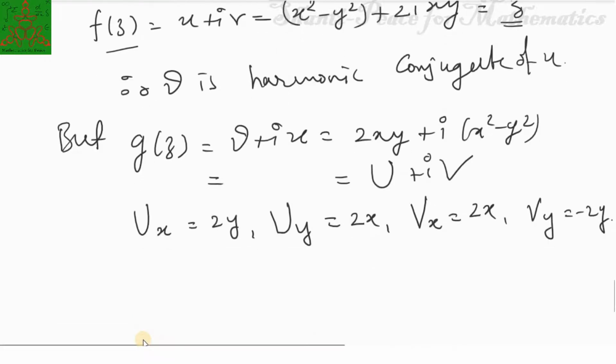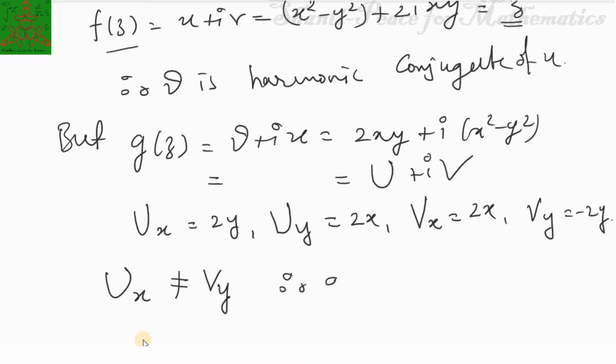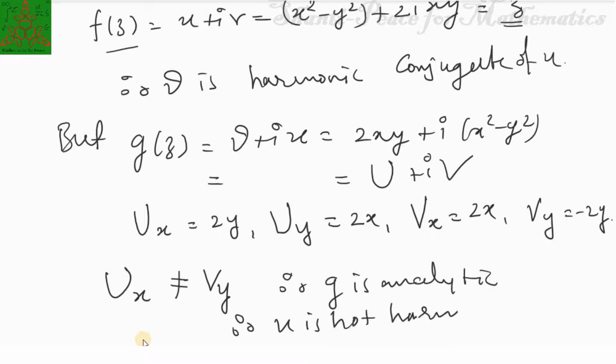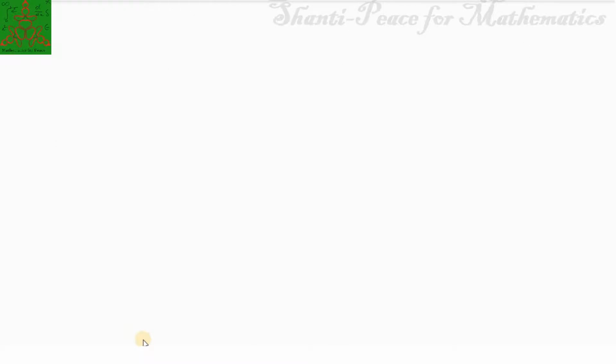You just compare that Ux is 2y, which is not equal to Vy. By the CR equations, this has to be equal, which is not there. So therefore g is not analytic. Since g is not analytic, we can say that u is not harmonic conjugate of v. So that tells you that v is harmonic conjugate of u, but in general we cannot say that u is harmonic conjugate of v. Now we'll have a very interesting problem which involves analytic functions.